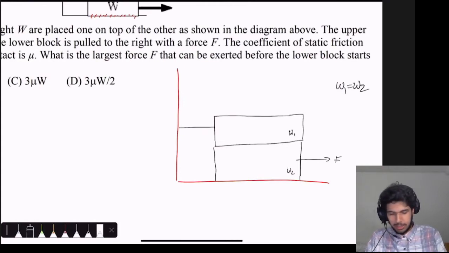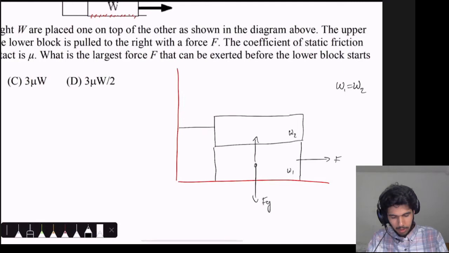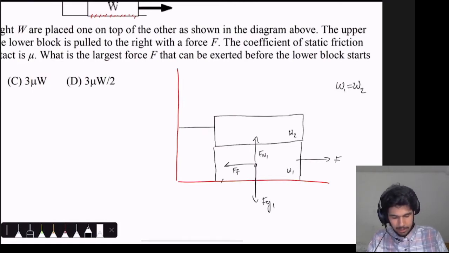Actually, I'm just going to change the labelings a little bit. We'll make the top one W2, bottom one W1, and then that still holds. Okay, bottom block. Gravity, pointing downwards. Normal force pointing upwards, and I'll use the subscripts there. We have F being applied to it, and there's also a frictional force, right? Because it's in contact with the ground here.